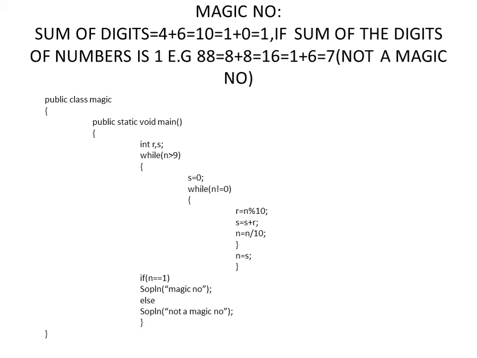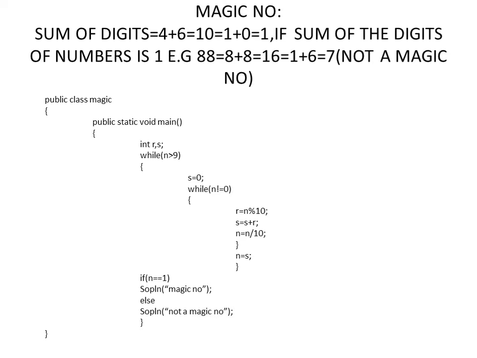Again 1 is not equals to 0. So r is equals to 1 mod 10. 1 mod 10, the remainder will be 1. And the quotient will become 0. s already has 0 in it. So we will add 0 plus 1 is equals to 1. n is equals to n by 10. So now the quotient has become 0. So n is equals to 0. Condition fulfilled. We will exit that loop and execute the next line, that is n is equals to s.